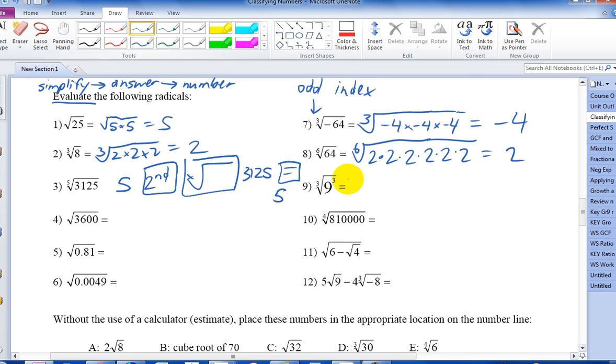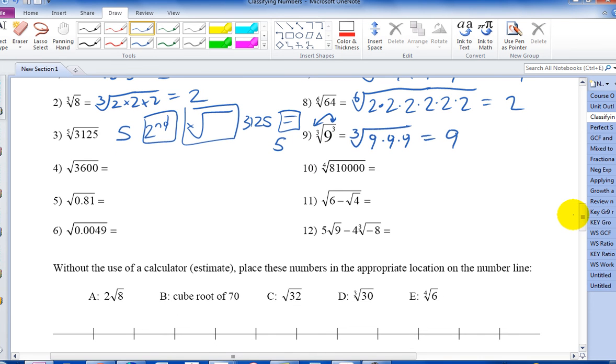Okay, so for number 9, guess what, folks? This is 9 times 9. I just expanded that, and so my answer is simply 9. These two cancel out. All right. So we're talking about that in a little bit too.